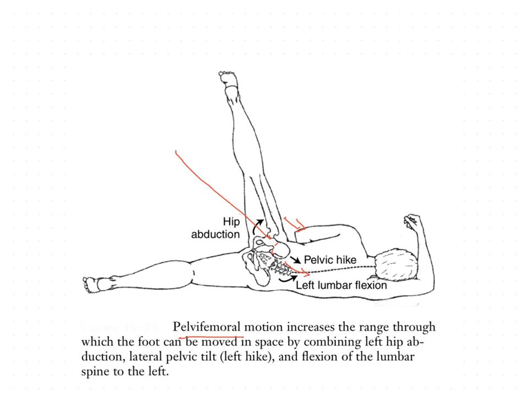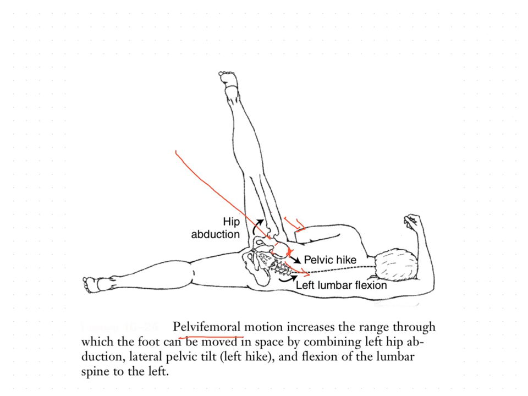And beyond that, now we are studying the lumbar pelvic rhythm. For the range to increase further, it requires the lumbar spine. Up to here, this is called pelvic hike, and then the remaining side flexion of the lumbar spine helps in a further range of motion.